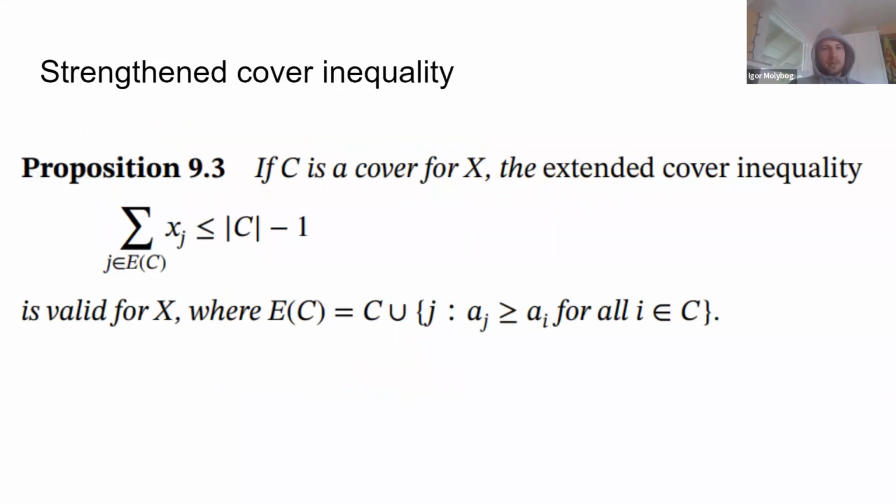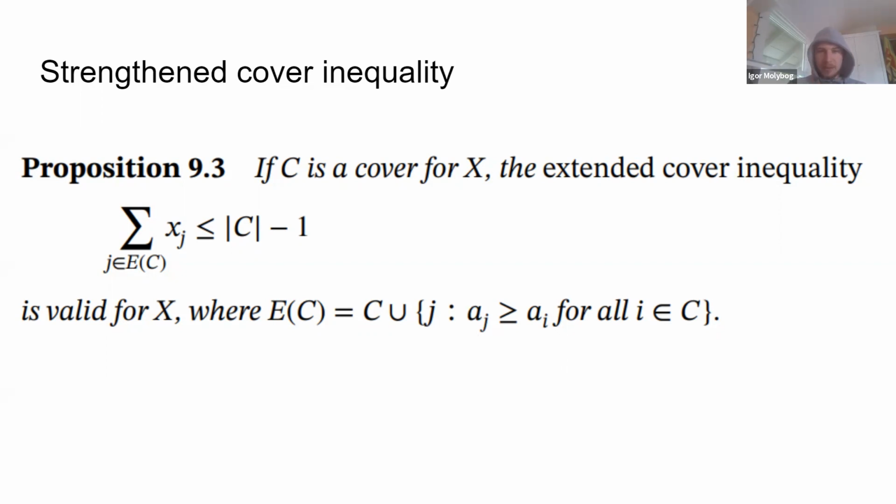Similarly, we can prove the following proposition, which is like a strengthening of the previous one. If C is a cover for X, then the following extended cover inequality holds. The summation over j in E of C, where E of C is an extension of C, with all of the variables for which the corresponding coefficient aj is greater than any of the coefficients ai for all of the elements that are already in C.